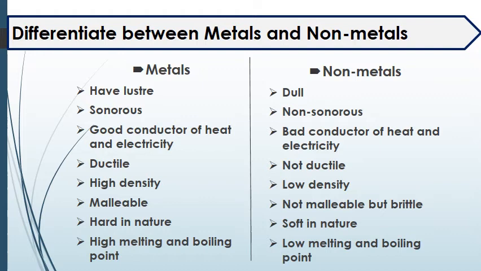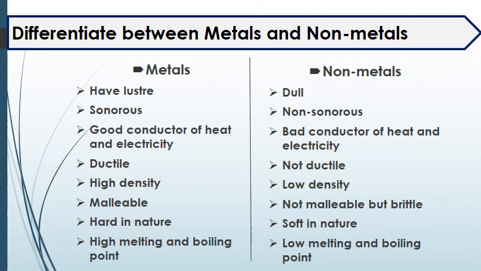Next we have the difference between metals and non-metals. Here I differentiate them on the basis of their physical properties. You have to differentiate metals and non-metals on the basis of their chemical properties. Alright. So first, metals have luster but non-metals are dull. Metals are sonorous, non-metals are non-sonorous.